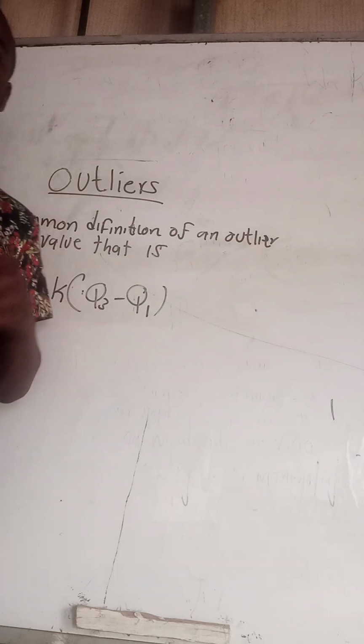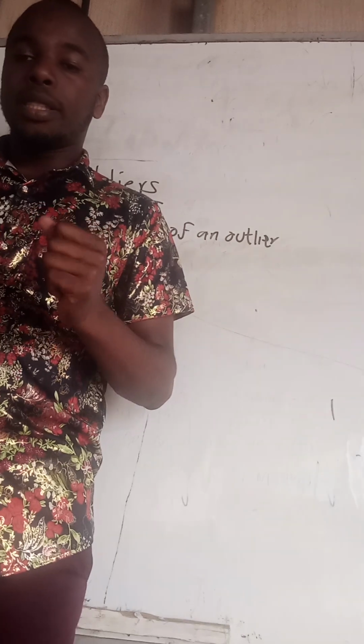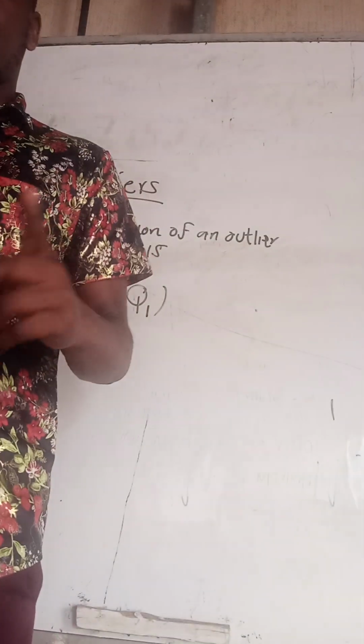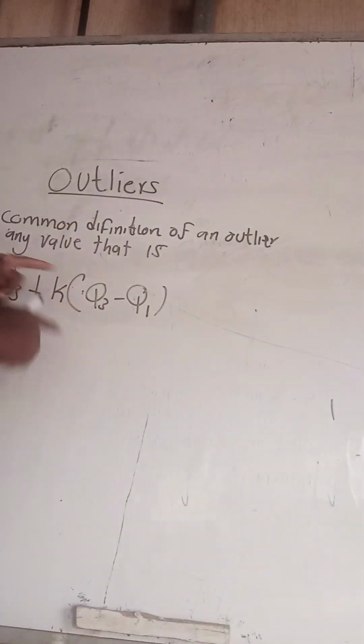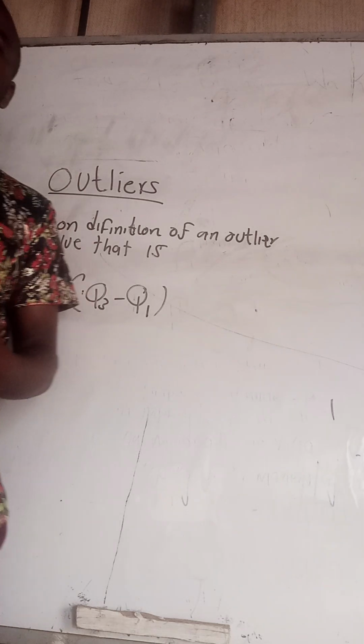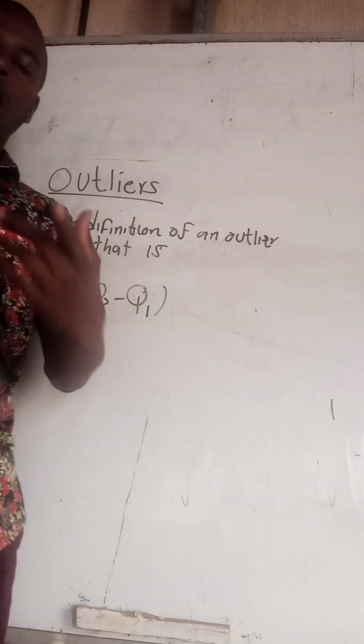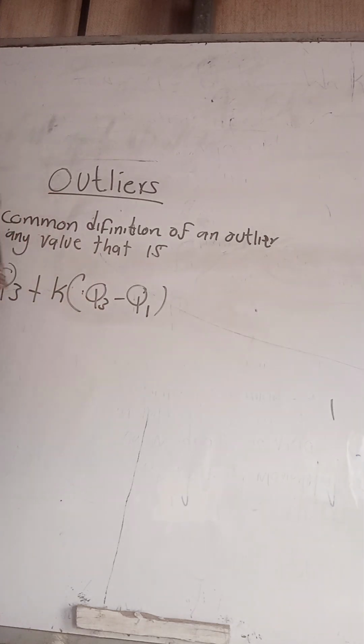I'm repeating. The first condition was that a common definition of an outlier is any value that is either greater than the upper quartile plus the constant K multiplied by the interquartile range. The interquartile range, I said, is given by the upper quartile minus the lower quartile.